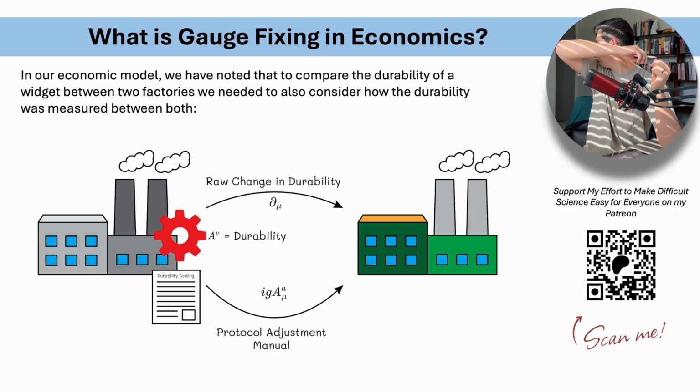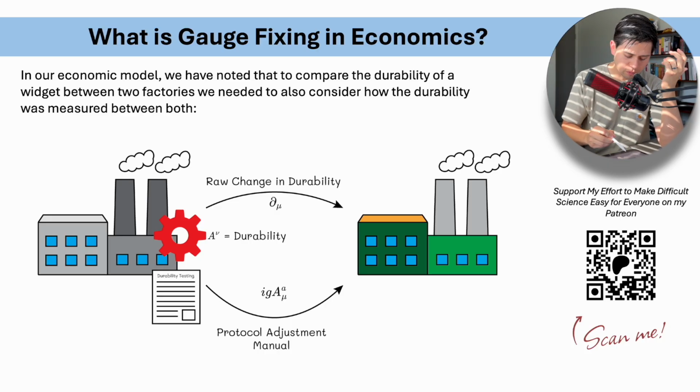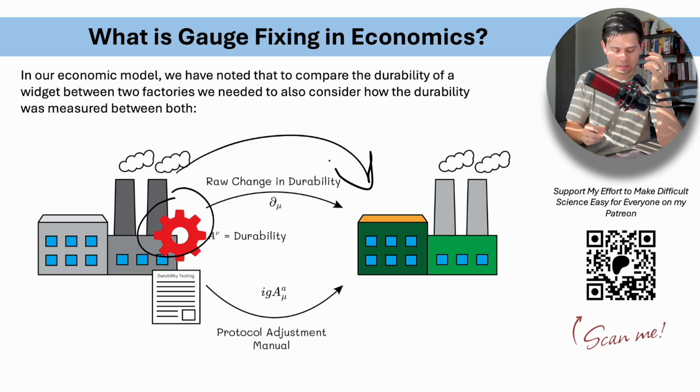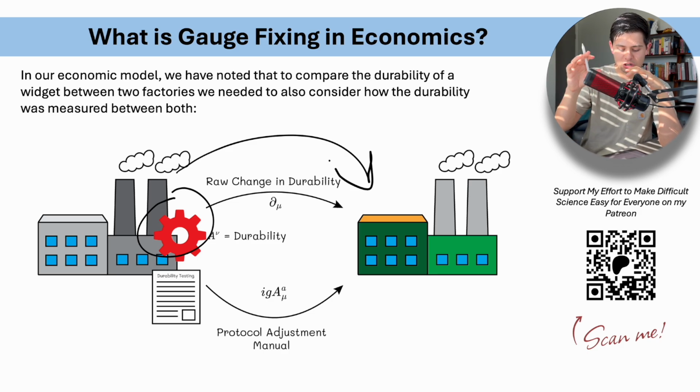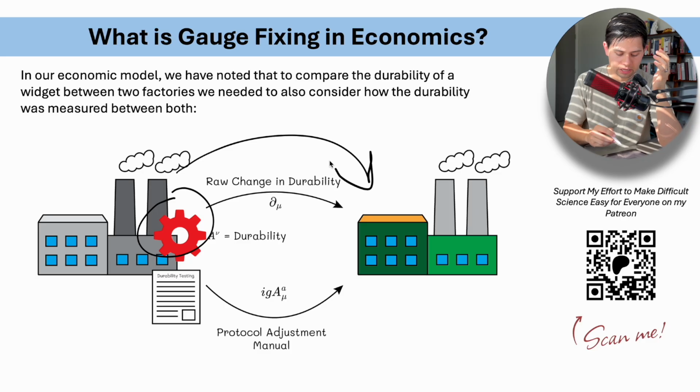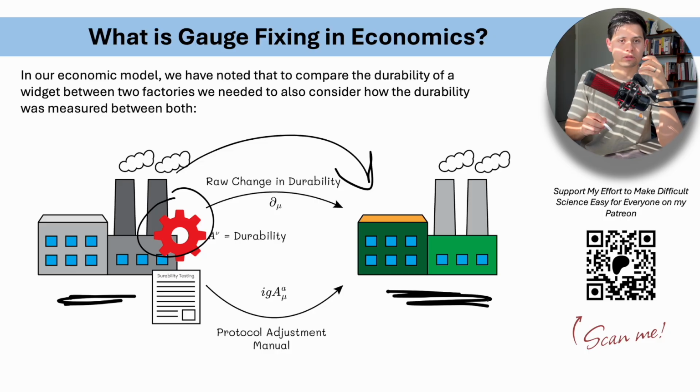So when we have a widget going from one factory to the next, we have this raw change in durability of the widget, but we also needed to take into account the protocol adjustments that we had to make in order for the durability in this factory to be directly comparable to the durability in the other factory, because otherwise you're comparing apples to oranges.